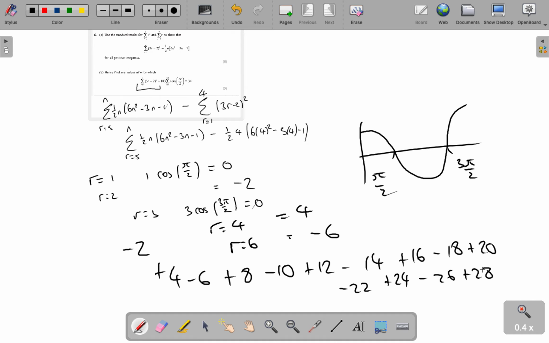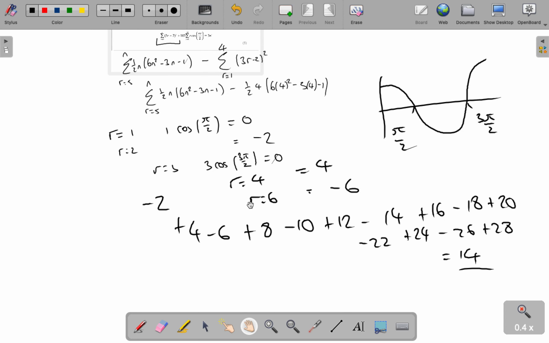Plug that into the calculator, you will get an answer of 14 as a final answer. I don't know if there's a faster way of doing this. This is the way that I would have done it. So that is how you would do that bit, and then the rest of it is just putting it together.